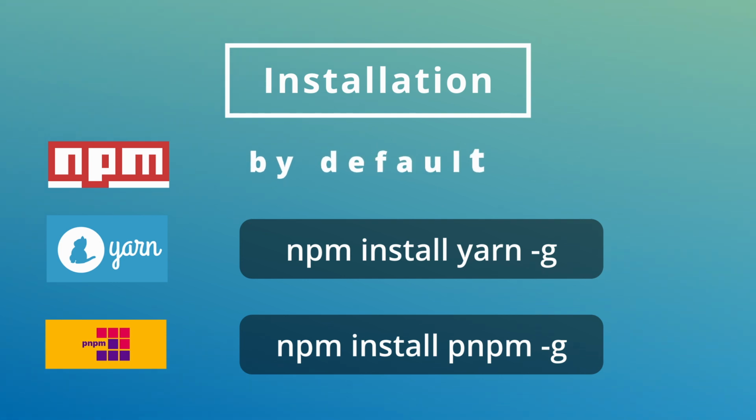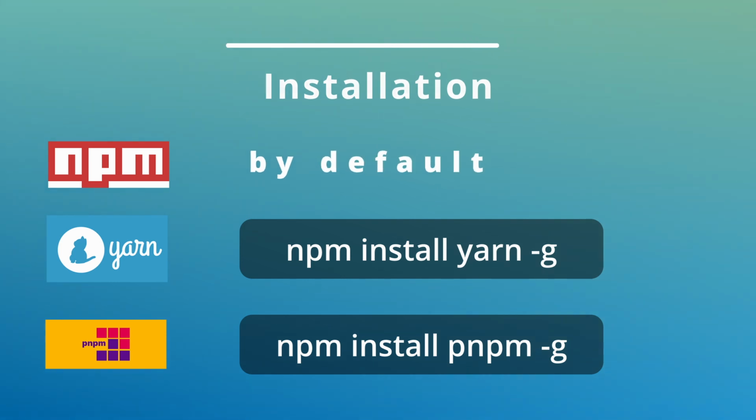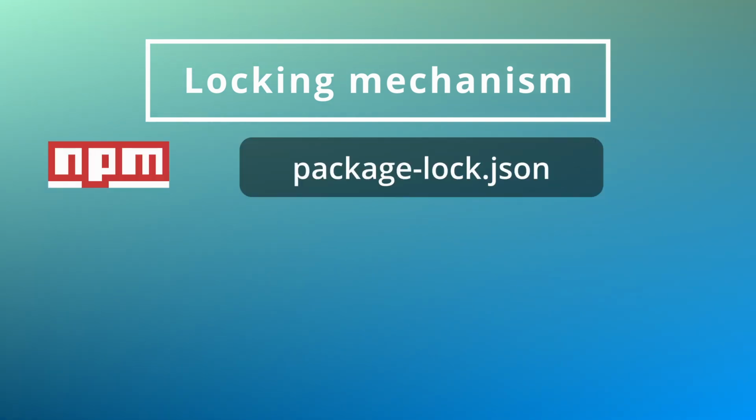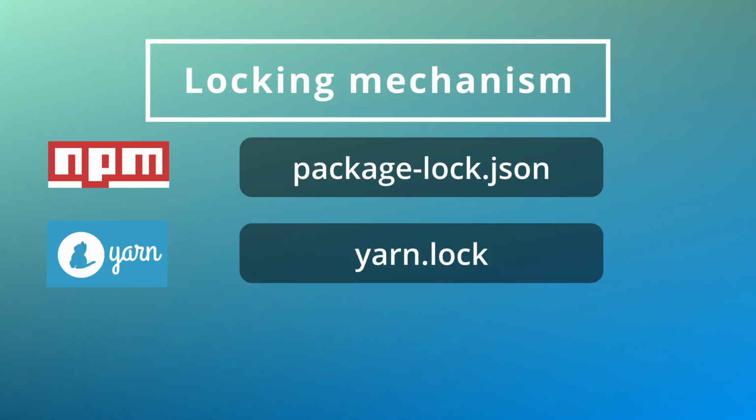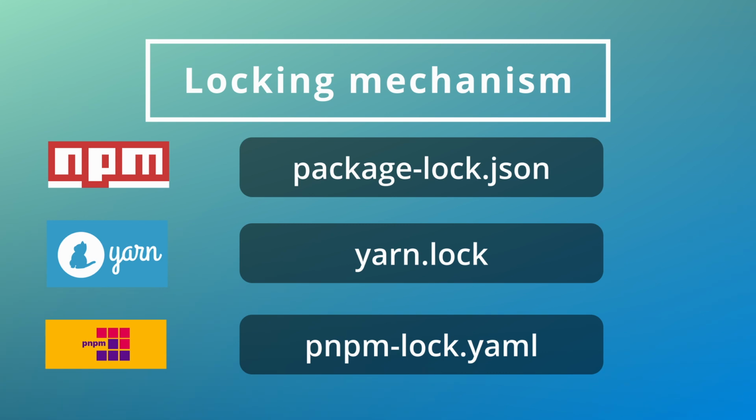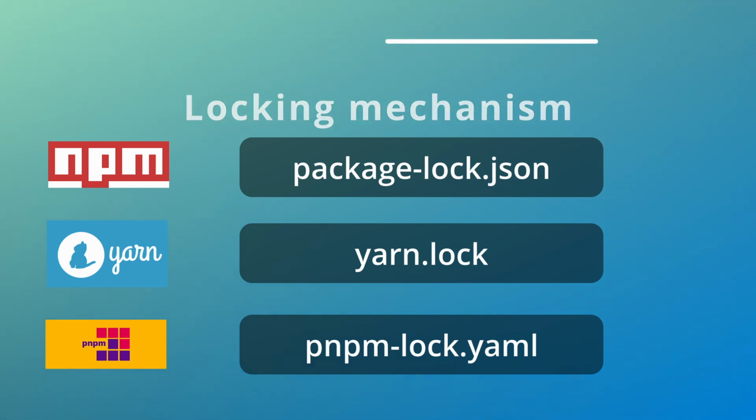NPM is installed by default. Yarn and PNPM you need to install by yourself. Different locking mechanism. We need locking to ensure that all environments are the same, so we make a file with a description of all installed packages for the project and their versions. In NPM we have package-lock.json. There will be all the installed packages and their versions plus dependencies. In Yarn we have yarn.lock, and in PNPM we have pnpm-lock.yaml.